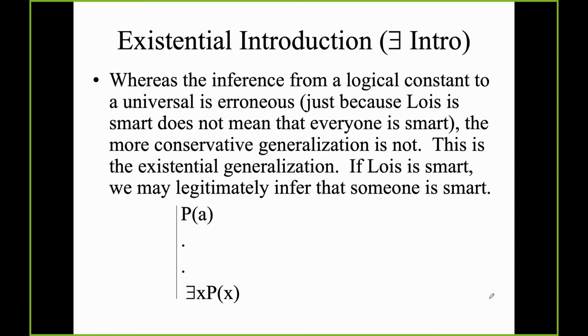So all we're doing here is this: at some point in your proof, if you want an existential and you don't have the existential, you have a specifically named entity, then you can generalize to the existential. Sorry, I kept saying universal. I apologize. Strike that. You can move to the existential. You can generalize to the existential. You can introduce the existential.